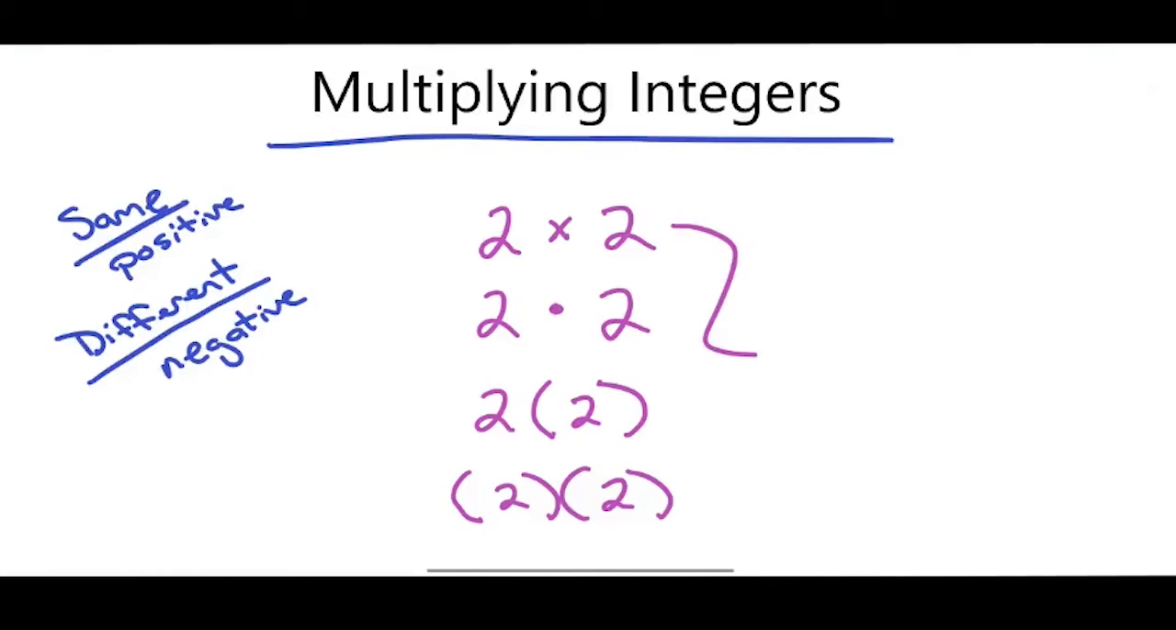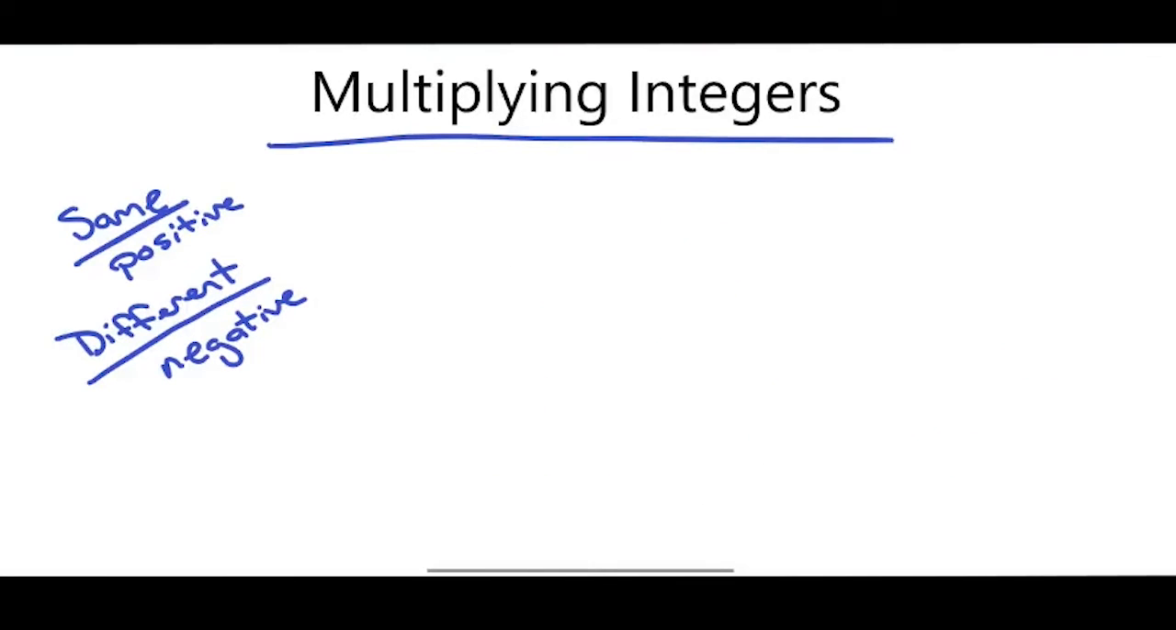And these all mean 2 times 2, which, as you know, equals 4. So be mindful that multiplication can be expressed in many ways. In algebra, because so often we deal with variables, which are letters, we're going to start using a dot to represent multiplication.